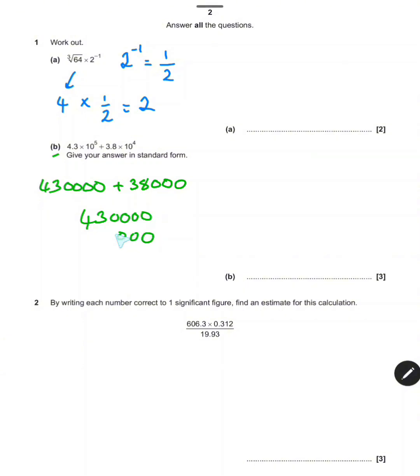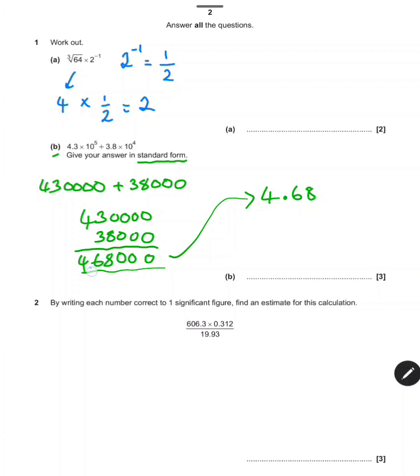No, no, no, 8, 3. Just make sure we're lined up correctly. No, add no is no. So my final answer is 468. No, no, no. Be careful. It says give your answer in standard form. So I want a number bigger than 1 but less than 10. Just using these digits, 4.68. And that would be times 10, 1, 2, 3, 4, 5 times.